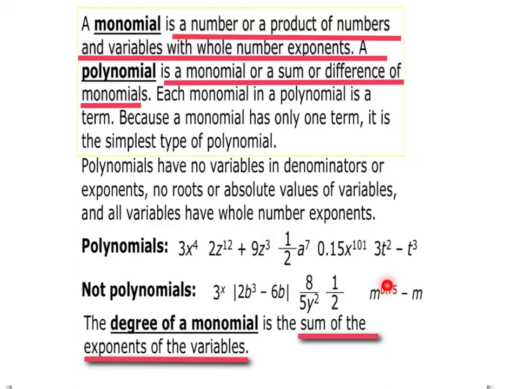Now, next we're going to take a look at the degree of a monomial. The degree of a monomial is simply the sum of the exponents of the variable. So, in other words, all we're going to do is add up the exponents of a monomial, and that gives us the degree of that monomial. We're going to show that here on the next slide. Okay, go ahead and pause this and make sure you get down each of these definitions in your notes.